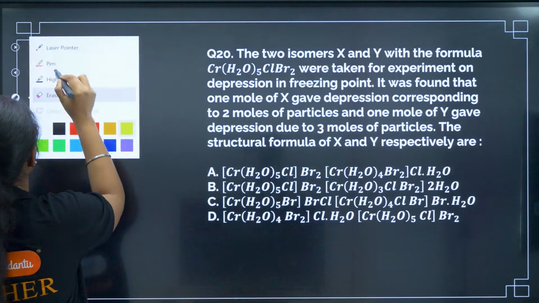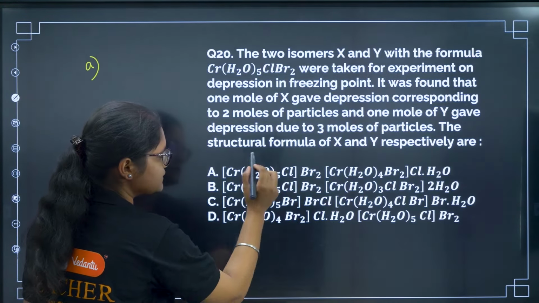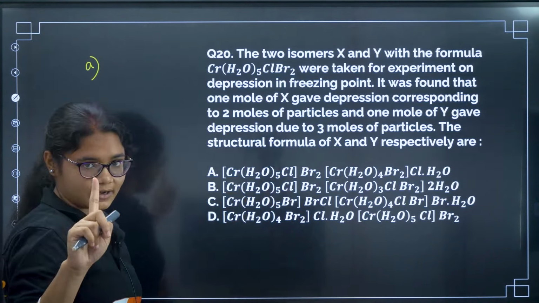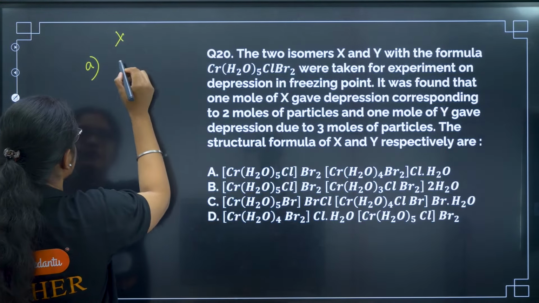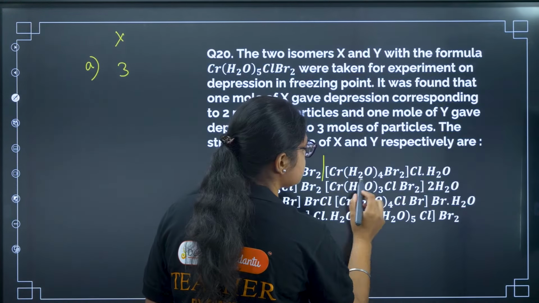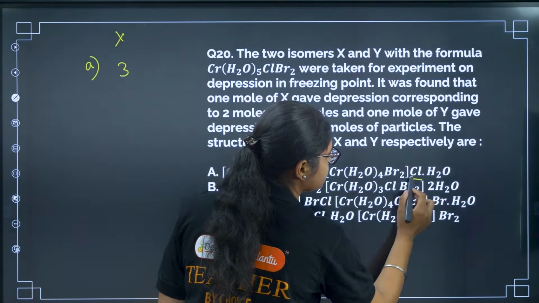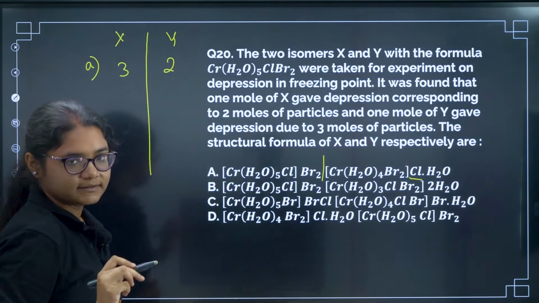So let us go to the first option. You see here, if I break this compound, this whole complex will be 1 ion and there are 2 bromine ions here. So for option A, X will produce 3 ions and Y, this whole compound will give 1 and this one will give you 1. Y will produce 2 ions, right?